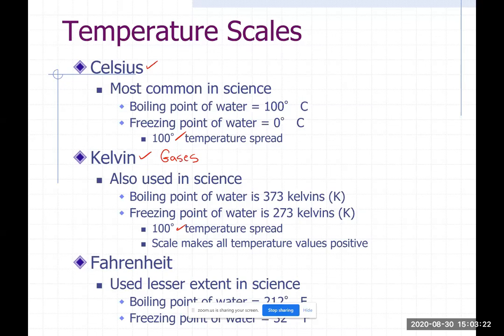Fahrenheit, on the other hand, you don't have that spread that's 100 degrees. You have 212 degrees Fahrenheit for boiling and 32 degrees for freezing, and that makes Fahrenheit a temperature scale that's a little bit more difficult to do calculations with. So ultimately, we like Celsius better, just like we like the metric system better. Both of them make things easier for us to calculate data.